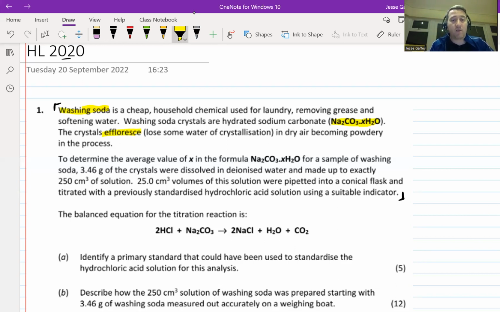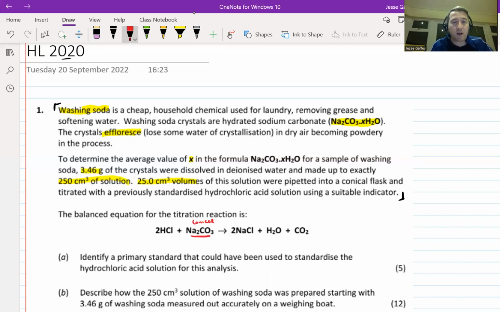To determine the value of X in the formula Na2CO3.xH2O for a sample of washing soda, it says here that 3.46 grams of the crystals were dissolved in deionized water and made up to exactly 250 centimeters cubed. So in other words, there were 3.46 grams of this substance in 250 cm cubed. That might be important later. It says 25 centimeter cube volumes of this solution that we just made up were then pipetted into a conical flask. Okay, so that tells me the Na2CO3 here was in the conical. That might be important later on, so I'll just mark that.